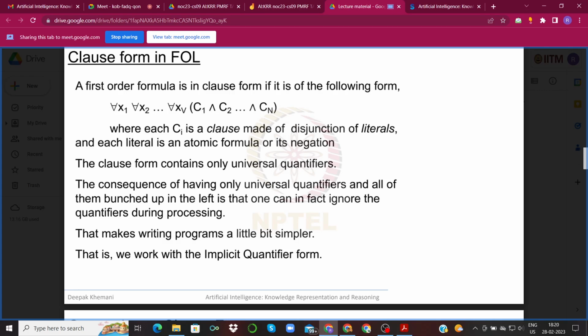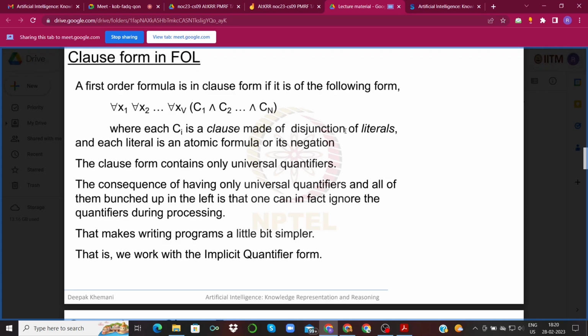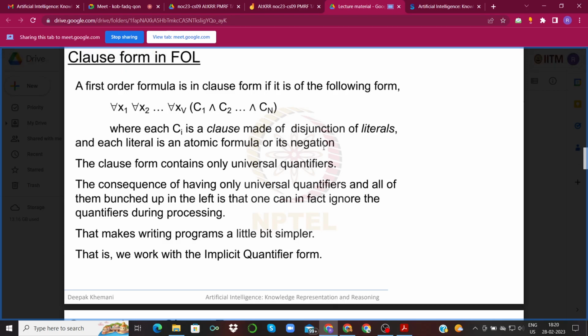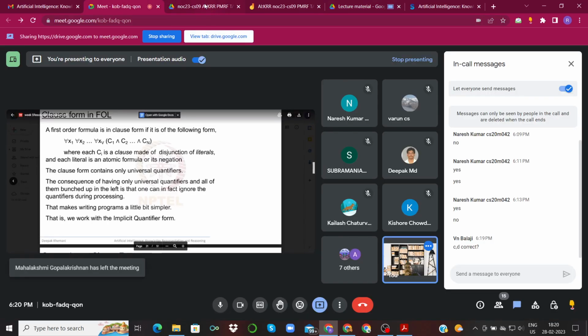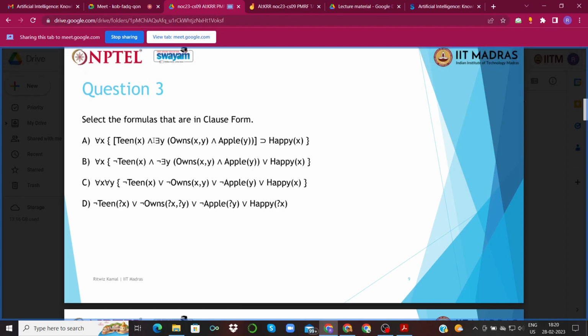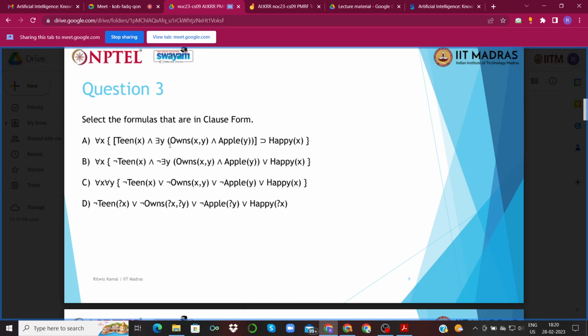Each Ci is a clause made of a disjunction of literals, same as we saw last time, and each literal is an atomic formula or its negation. So based on that definition, of course, the first one doesn't belong to a clause form, right? Because you have an implies and a there exists within the formula.